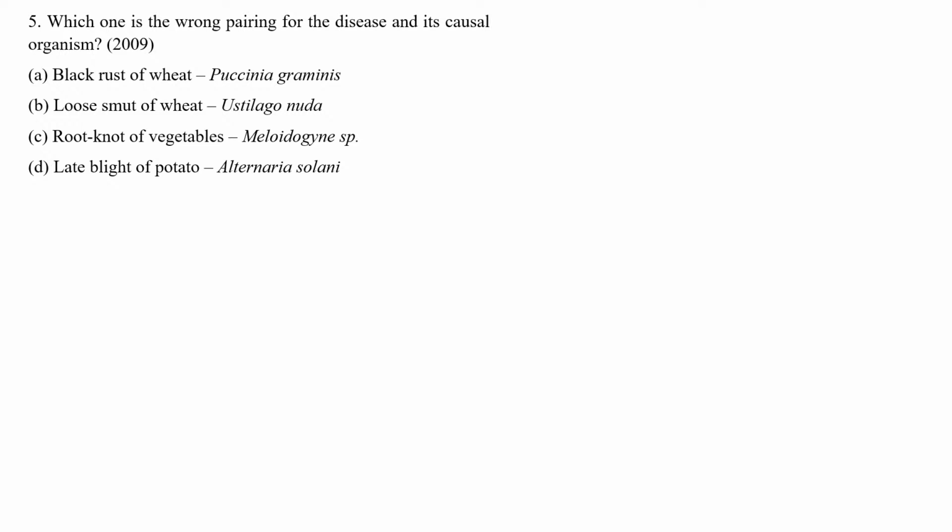So the four options. Option A, black rust of wheat. Here in this question you have to choose the wrong pairing of disease and its causative organism. Option A, black rust of wheat, is caused by Puccinia graminis. Option B, loose smut of wheat, Ustilago nuda. Option C, root knot of vegetables, Meloidogyne species. And option D, late blight of potato, Alternaria solani. So you have to find out the incorrect or wrong pairing.